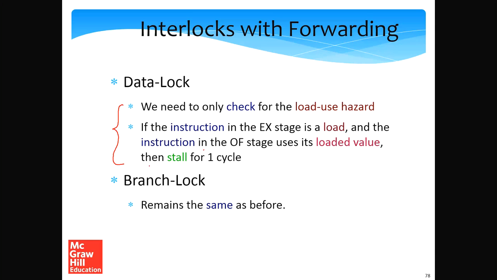So this is the load use hazard. And so this is very easy to detect. We can use our same conflict detection circuitry to find the existence of a load use hazard, and then use the same circuitry to stall for one cycle. The branch lock remains the same as before, where we use option number 3, and if the branch is taken, we cancel, nullify, convert to bubbles the instructions in the IF and OF stages.